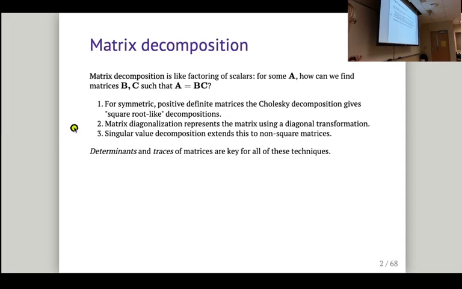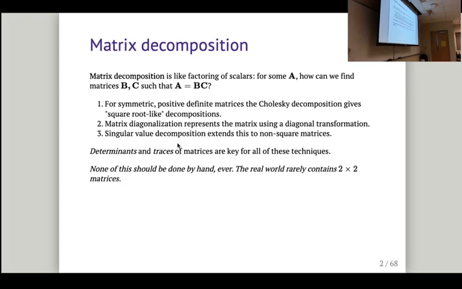There are two properties of a matrix, the determinant and the trace, that are really important for figuring out what these three decompositions are trying to do. So we'll start by defining the determinant and the trace of a matrix. And again, none of this should ever be done by hand, ever. I will show some simple small matrices in the notes with some R computation just so you can see what everything looks like.